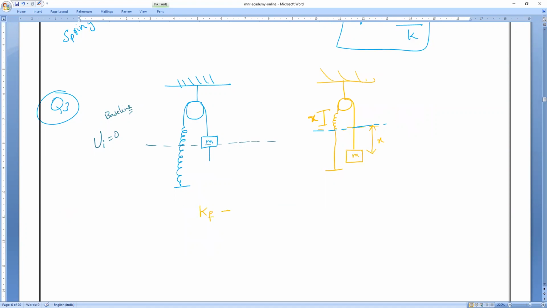Final kinetic energy plus final potential energy is equal to initial kinetic energy plus initial potential energy. So we all know that initially the body is not moving, so initial kinetic energy is 0. At the baseline, initial potential energy is also 0. Once the body is allowed to fall, again same question, it means the body has already reached the maximum distance covered. Am I right or wrong?